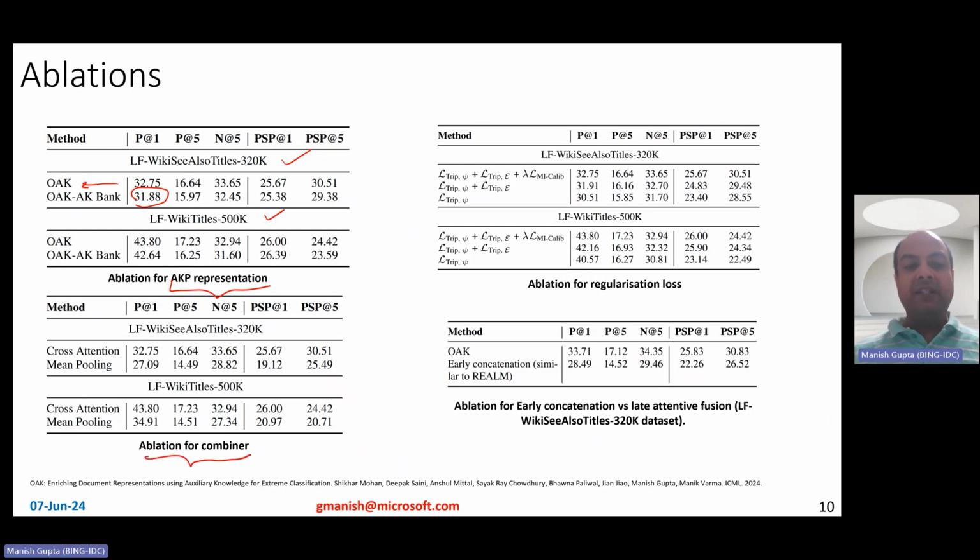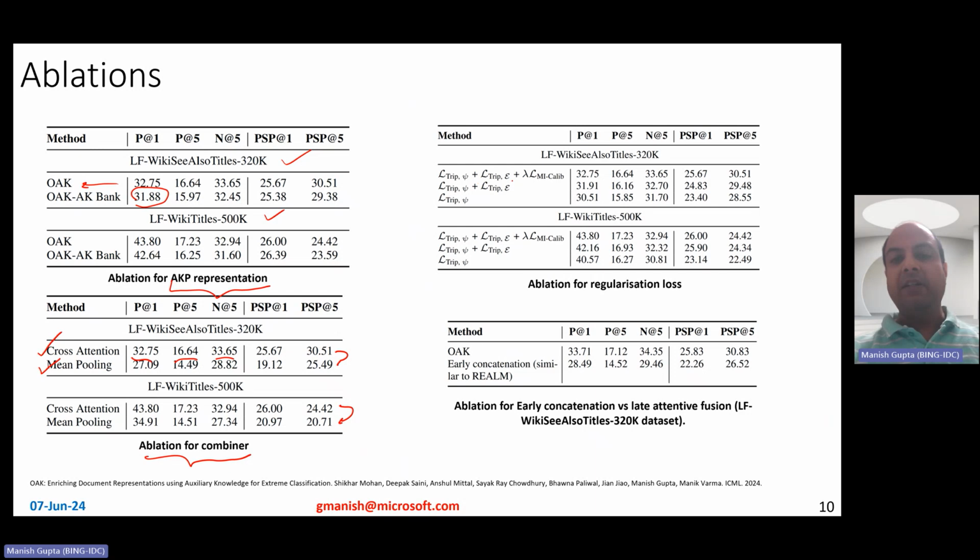So what if you used mean pooling rather than cross attention? In the combiner, we actually do cross attention, although I did not talk about it in detail. It's just cross attention where one of those sides is your document representation, and the other side is the auxiliary knowledge piece representations, right? So what if you just did mean pooling? As you observe, cross attention is super important compared to mean pooling.